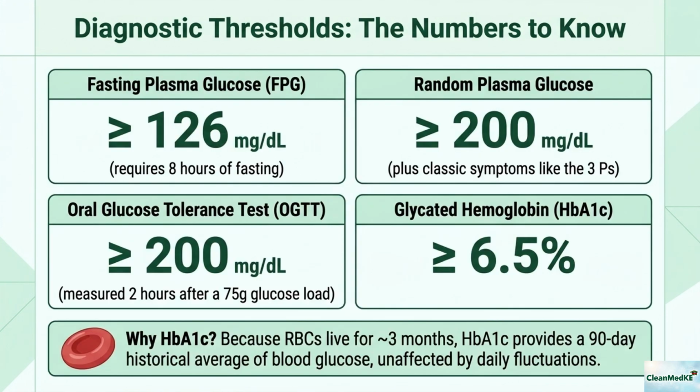To officially diagnose diabetes, remember these 4 thresholds. Fasting plasma glucose must be at or above 126. Both the random plasma glucose with classic symptoms and the 2-hour oral glucose tolerance test must hit 200 or more. Lastly, an HbA1c of 6.5% or higher provides a historical 90-day average, unaffected by daily fluctuations.